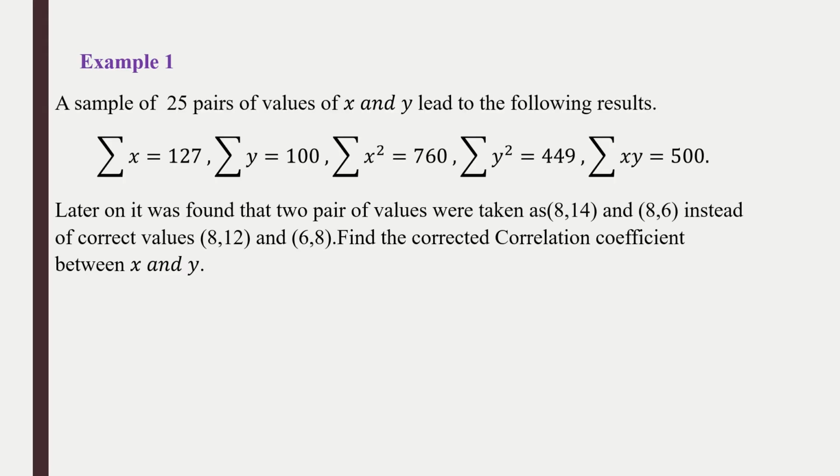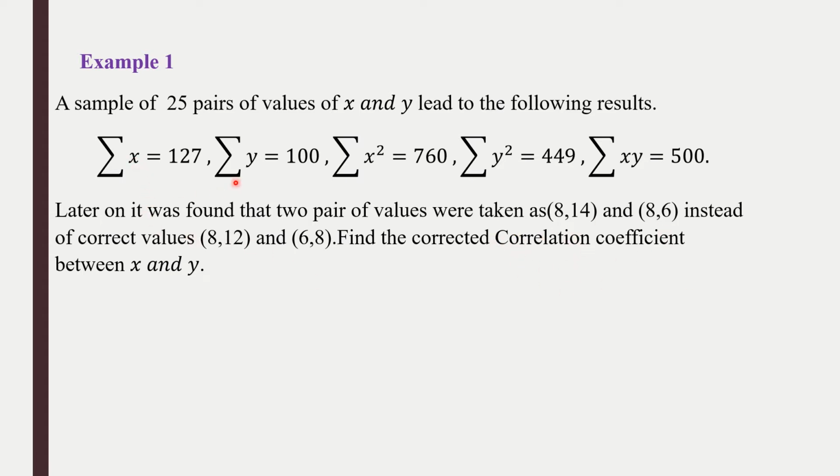First example. A sample of 25 pairs of values of x and y lead to the following results. Summation x 127, summation y 100, summation x square 760, summation y square 449 and summation xy is 500. Later on it was found that two pairs of values were taken as (8,14) and (8,6) instead of the correct values (8,12) and (6,8). Find the corrected correlation coefficient between x and y. So we have to calculate the coefficient of correlation.